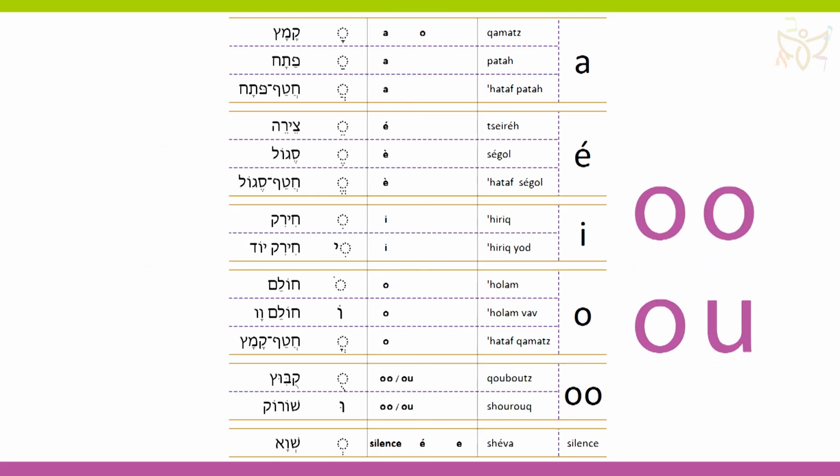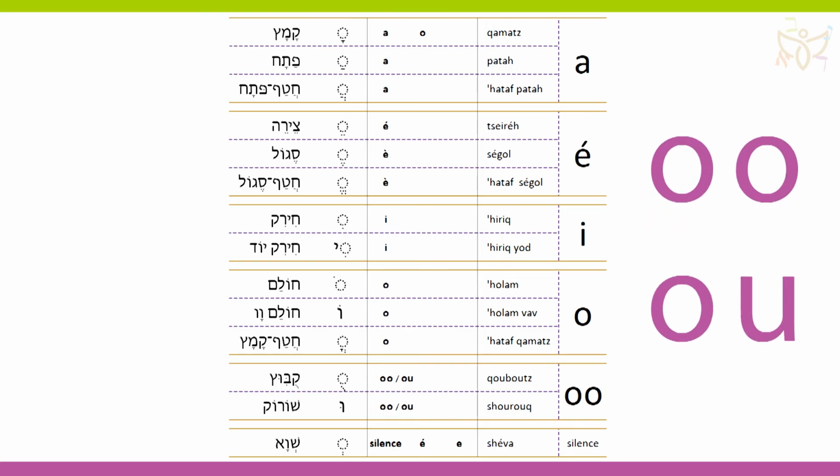Okay, now, the vowel U, meanwhile, is written in 2 ways, the Kibbutz, which is written with 3 dots below the letter, and the Shuruq, which is written with the Mater Lectionis, vav, to which we add a point placed to the left of the letter.